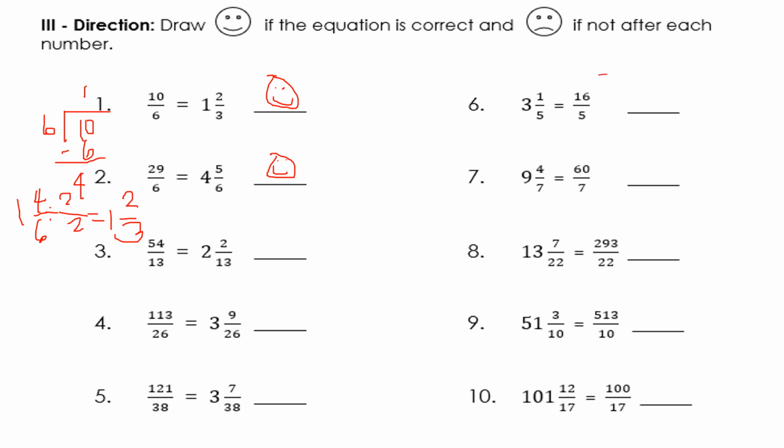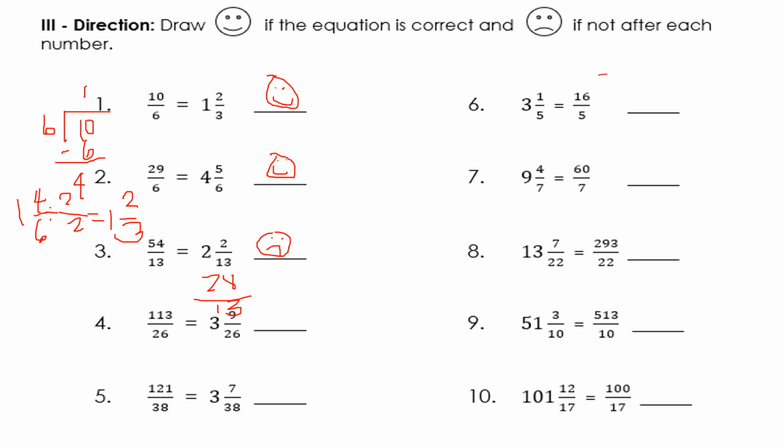Okay. So you can do the opposite. If it's so hard for you to convert this into a mixed number, look at the mixed number. 13 times 2 is 26. Diba? 26 plus 2, that's 28. So that would be 28/13. And 28/13 is not equal to 54/13. So this one is sad. Yeah, it's a sad face.